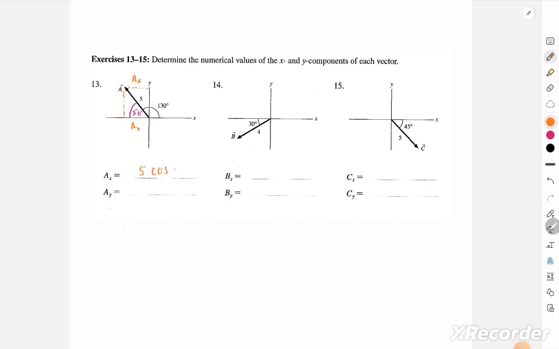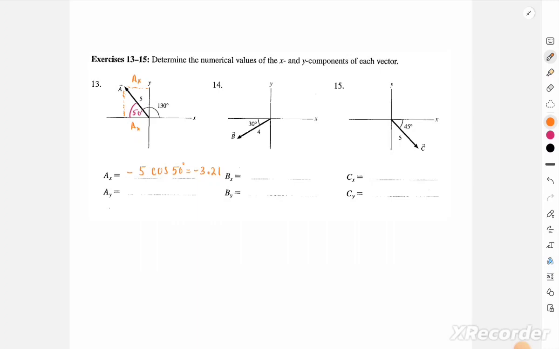But you see that this is in the second quadrant, or the vector started out in the second quadrant, which means our x component is negative. So we have to put a negative sign. So that gives us negative 3.21. The question is not giving us units, so there are no units.